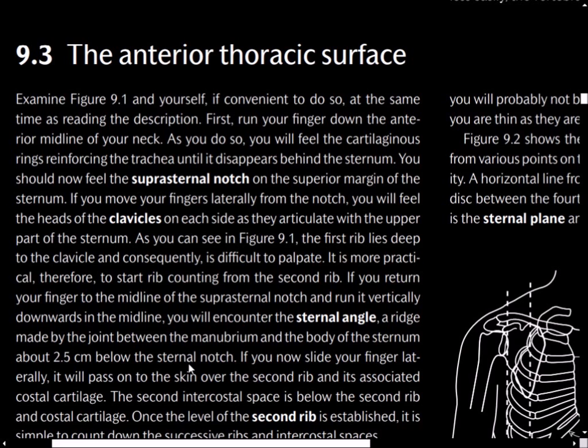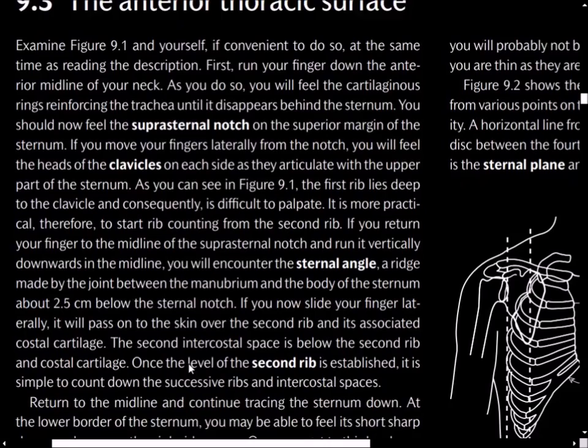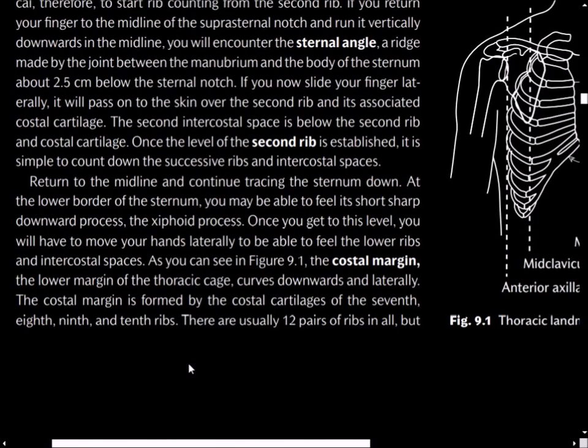If you now slide your finger laterally, it will pass on the skin over the second rib and its associated costal cartilage. The second intercostal space is below the second rib and costal cartilage. Once the level of the second rib is established, it is simple to count down the successive ribs and intercostal spaces.